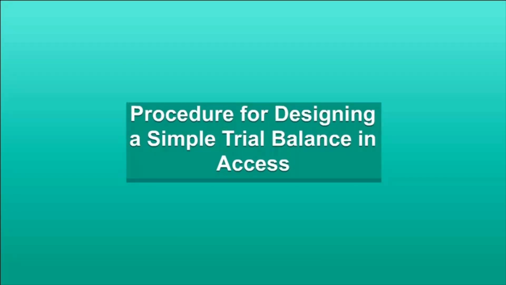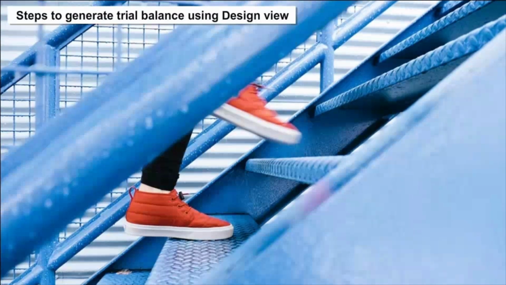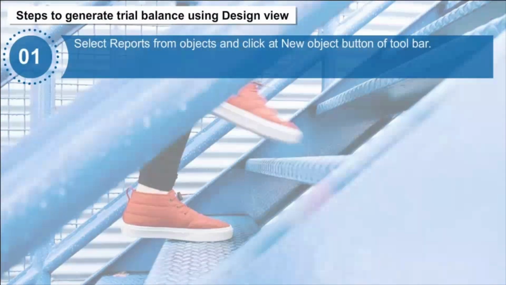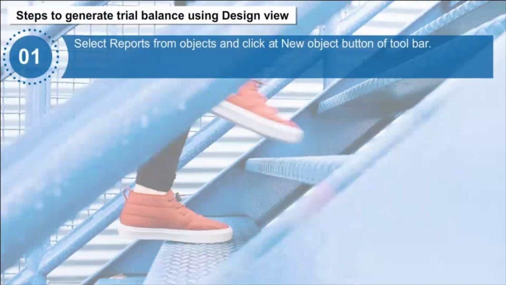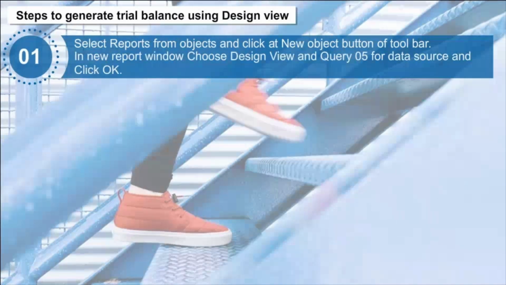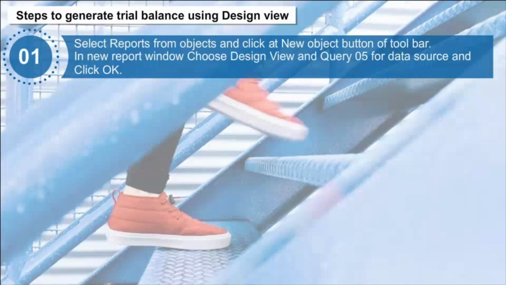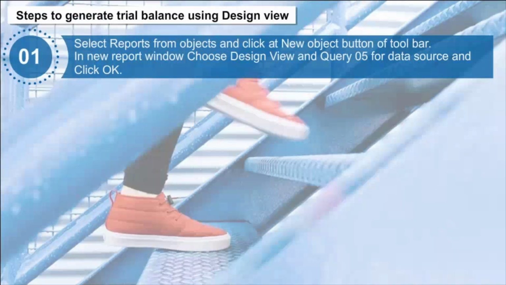Procedure of designing a simple trial balance in Access. Steps to generate trial balance using Design View. 1. Select Reports from Objects and click at the New Object button of the toolbar. In the New Report window, choose Design View and Query 05 for data source and click OK.